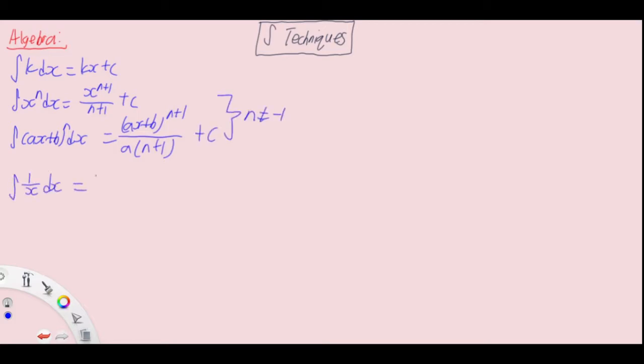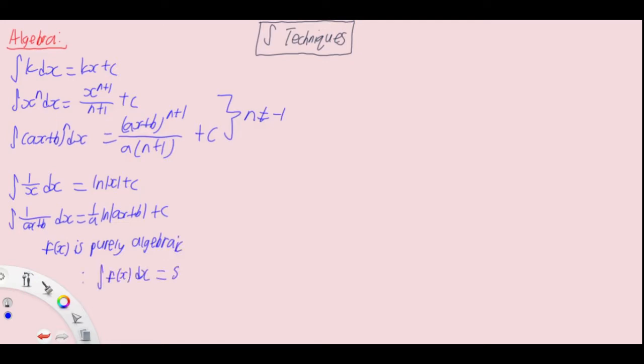So when n is minus 1, you get 1 over x and 1 over ax plus b, right? And therefore you get the ln function, ln x and ln of ax plus b, though for ax plus b, it will also divide by the derivative of the function. If f(x) is purely algebraic, so let's say we want to integrate f(x) dx, you just need to solve it term by term. So each algebraic term, you integrate it independently. But, if you need to, expand first.